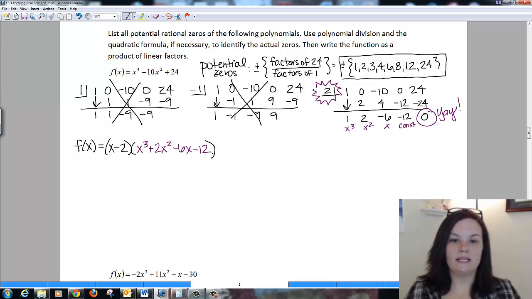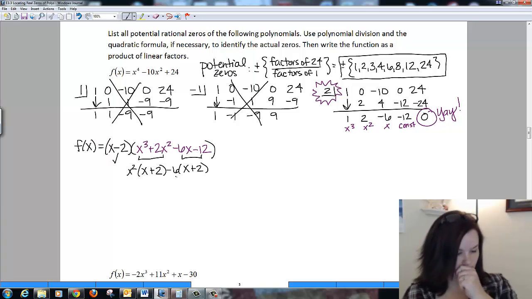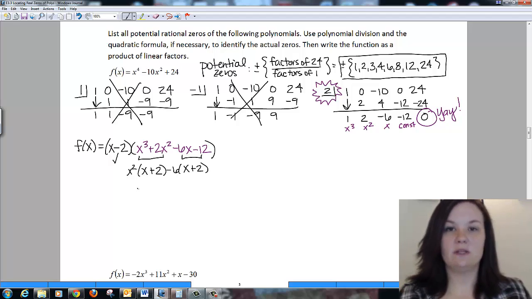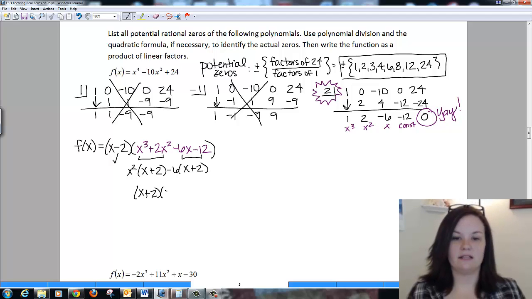Now all I need to do, I already have this one. I have that x is equal to 2. I put it in my little purple spiky circle over here. So now I need to factor this remaining one. Since I have 4 terms, I'm going to try grouping. When I group, I can take an x squared out of the first pairing, which leaves me with x plus 2. And if I want to be left with x plus 2 over here, I need to take out a -6. When I take out x plus 2 and x plus 2, that leaves me with x plus 2 times x squared minus 6.